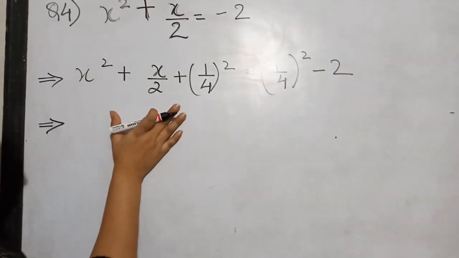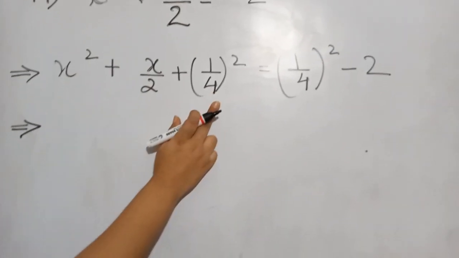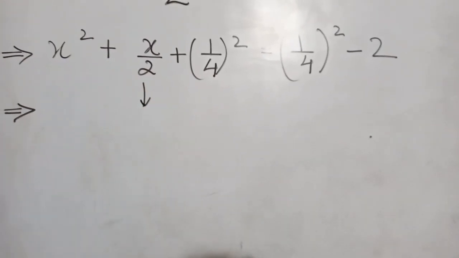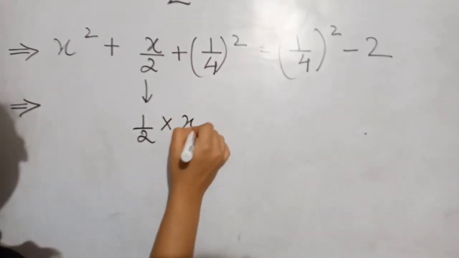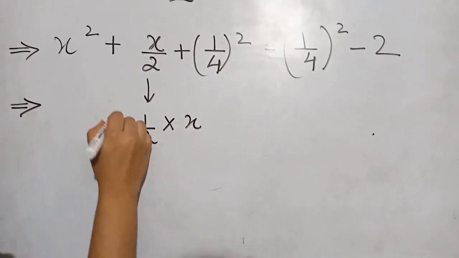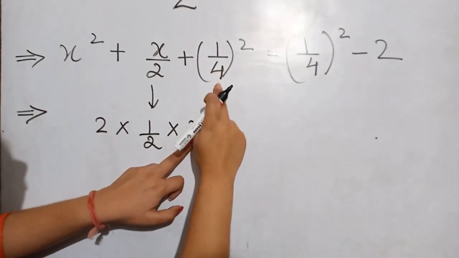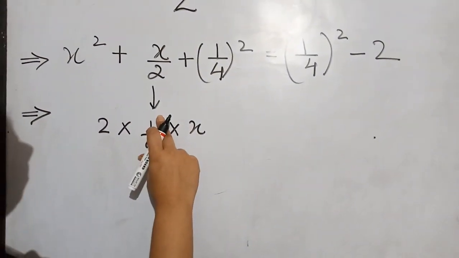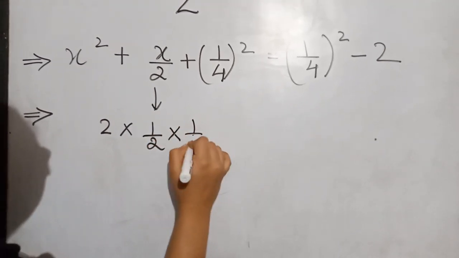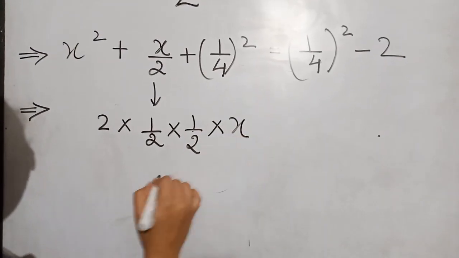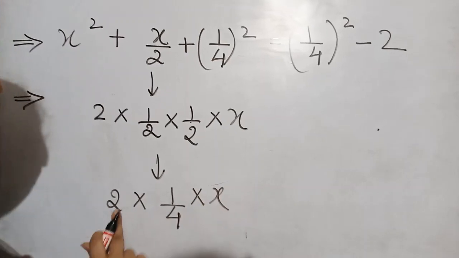Now let us make this in the form of a plus b whole square. The formula of a plus b whole square goes as a square plus b square plus 2ab. Now we have a square, we have b square. Let us convert this in the form of 2ab. So x by 2 is what? It is actually 1 by 2 multiplied by x. Now we have to make it as 2ab, so here I multiply 2. I have a over here as x, and b is what? 1 by 4. So how do I make 1 by 2 as 1 by 4? Simply I will multiply it by 1 by 2 to make it 1 by 4 into x. So this will turn out to be 2 into 1 by 4 into x, 2ab.